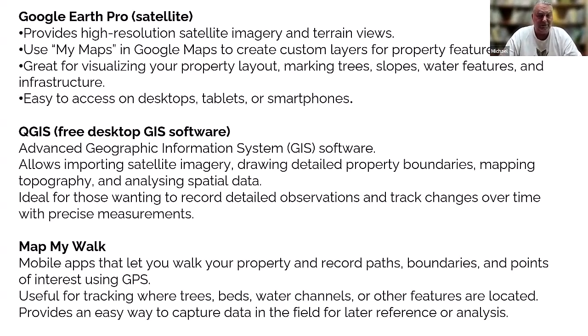So Advanced Geographic Information System allows importing satellite images, drawing detailed property boundaries, mapping topography, and analyzing spatial data. So you can get data sets and upload them, and it will actually extrapolate the information from that. Ideal for those wanting to record detailed observations and track changes over time with precise measurements. A lot of farmers use this sort of stuff, GIS and GPS pinpointing and that sort of thing as well. I like to use it for creating elevated maps on larger properties, because I can structure it in such a way that not only is it color coded, it's got a little bit of a 3D feel to it as well.